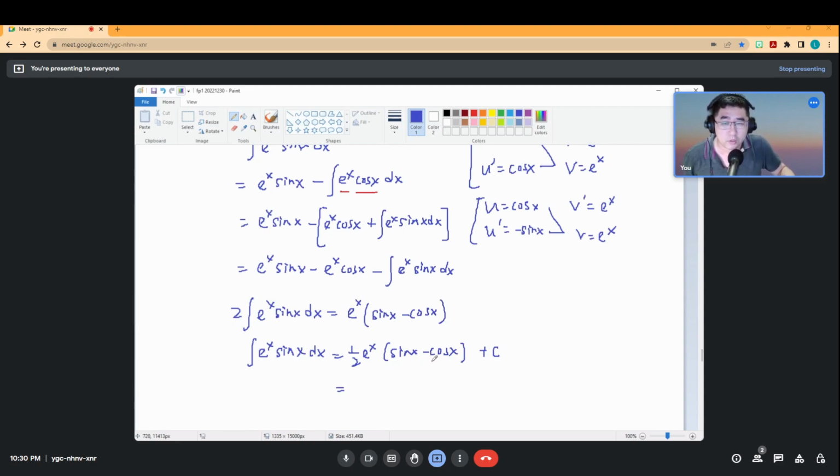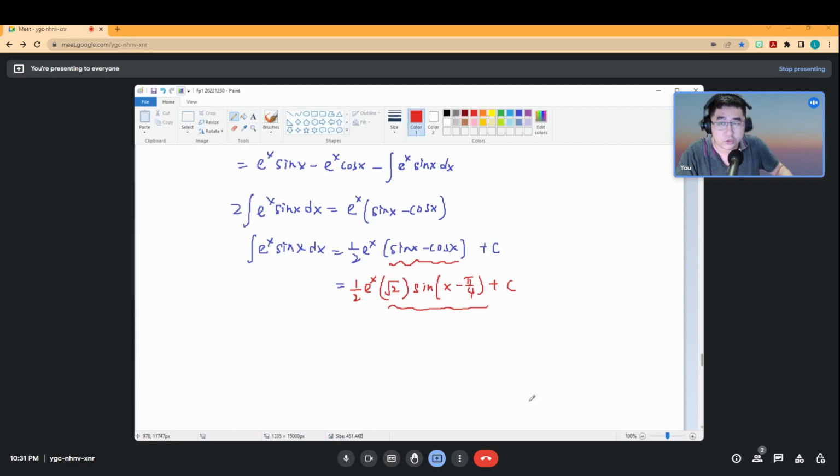Another thing you need to be aware of is this part here, sin x minus cos x. Sometimes the question asks you to write it in the R and alpha form. So for sin x minus cos x, there is a square root 2 and a sin of (x minus pi over 4), plus c. So you can see it can be written in this form if they want. A question may ask you to change it like this. So this one is the integration by parts.